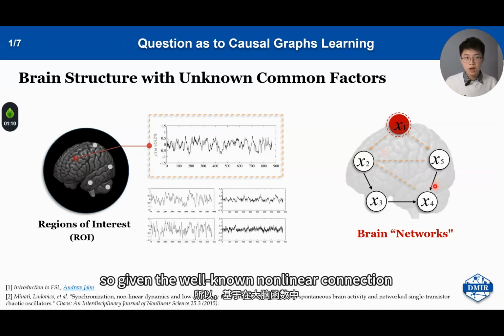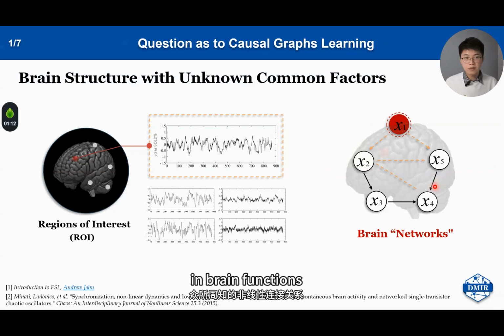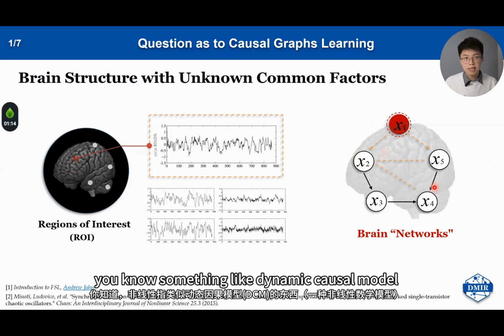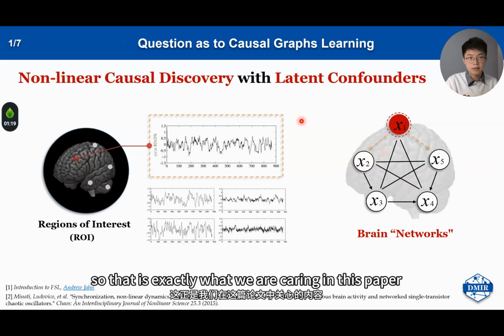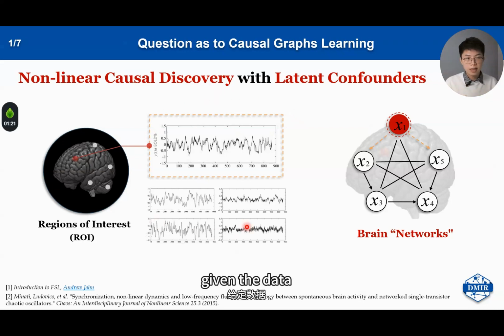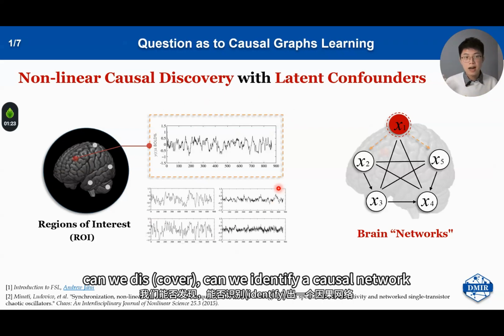Given the well-known nonlinear connections in brain functions, something like a dynamic causal model, that is exactly what we're carrying out in this paper. Or in other words, given the data, can we identify a causal network?